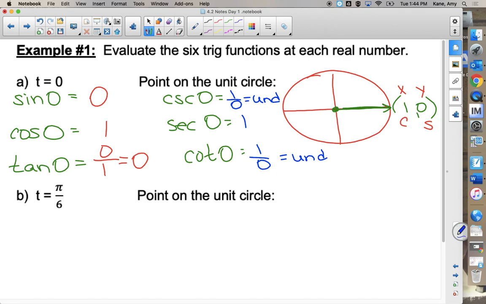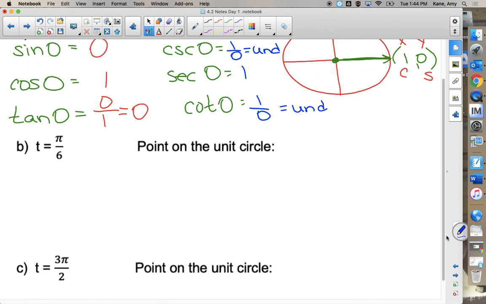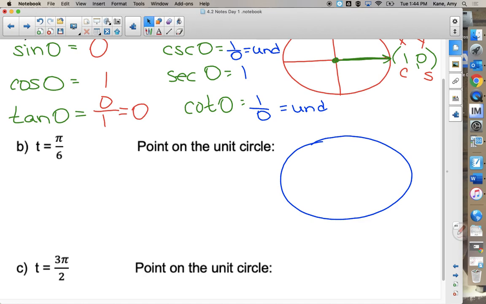So we're going to do letter B. We're going to graph that pi over 6 angle, which we actually started out as negative pi over 6 from the book. So we'll look at this positive pi over 6.